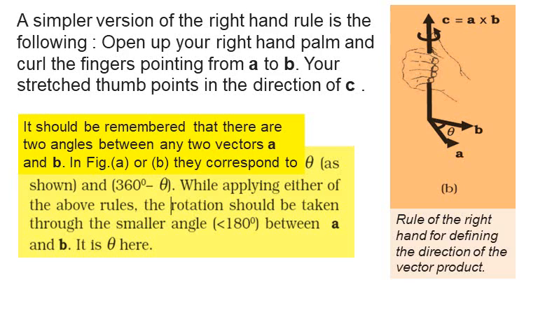The direction of A cross B you can also find by using the right hand thumb rule. As shown in the figure, curl the fingers of the right hand in such a way that they point in the direction of rotation from vector A to B through the smaller angle. Then the stretched thumb points in the direction of vector A cross vector B.